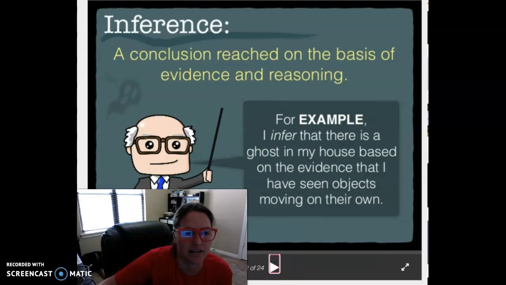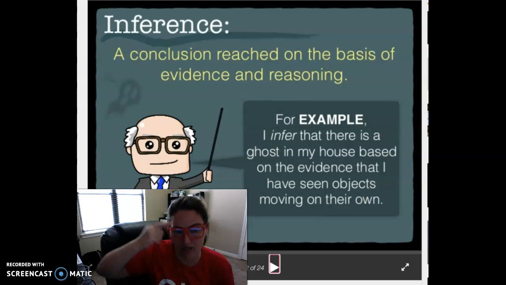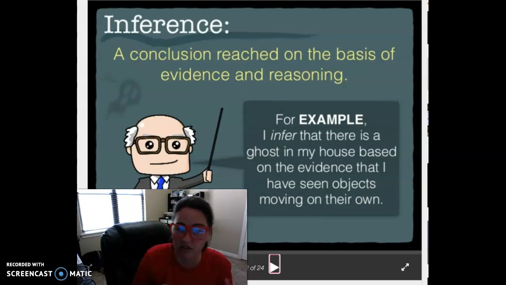All right, an inference. An inference is a conclusion reached on the basis of evidence and reasoning. This should sound familiar to you. Evidence, remember our inference chart was in column 1, and reasoning from our brain was in column 2 of all the inference charts that you made for us so far.